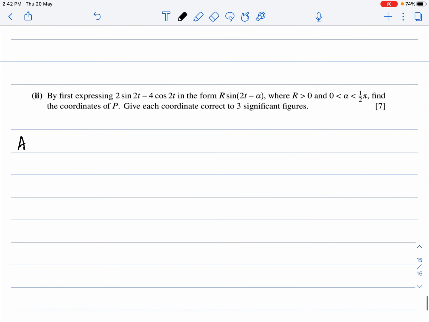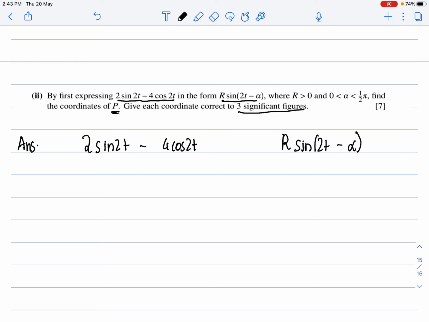Now, by first expressing 2 sine 2t minus 4 cos 2t in the terms of this, find the coordinates of P. Give each coordinate to 3 significant figures. So now, I have 2 sine 2t minus 4 cos 2t, and I need to write this in the form of r sine (2t minus alpha).